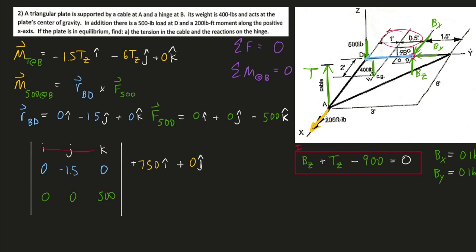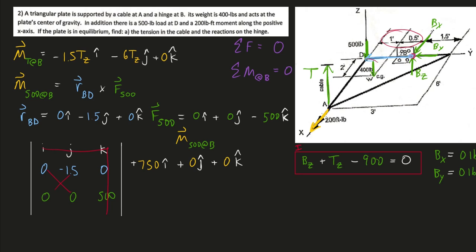And covering up the k's, same thing. 0 times 0 minus 0 times negative 1.5, just another big 0. Alright, and this is the moment from that 500 pound force about our hinge point B. Alright, one more to go.